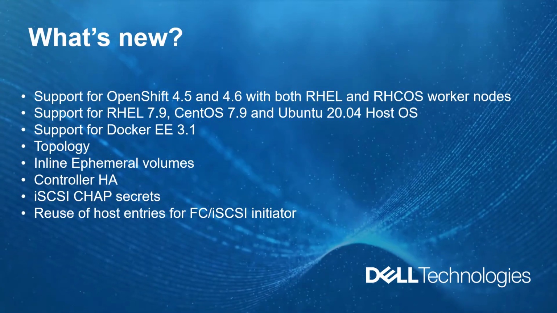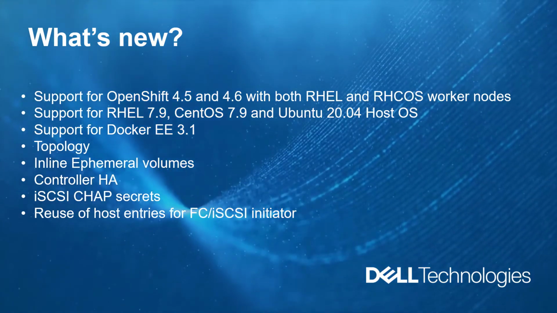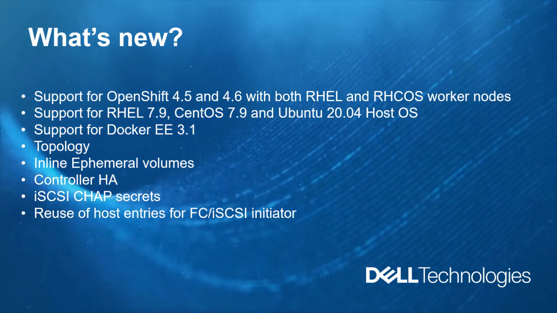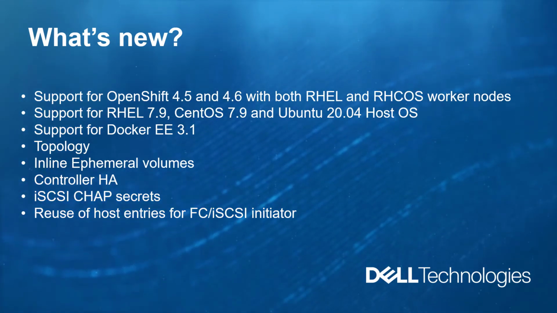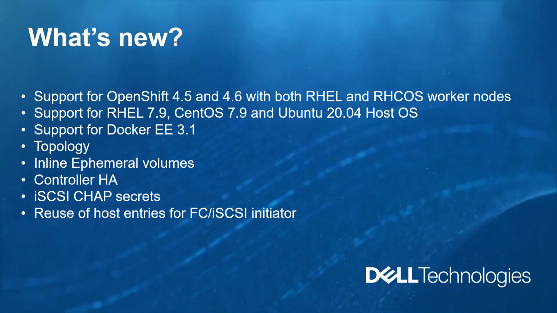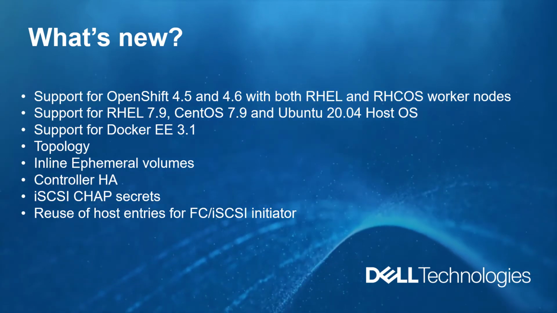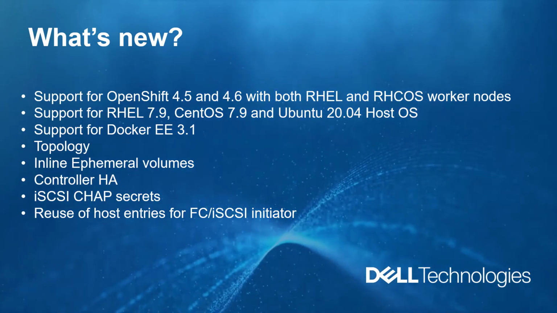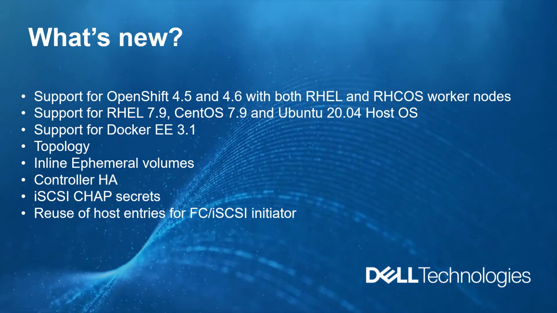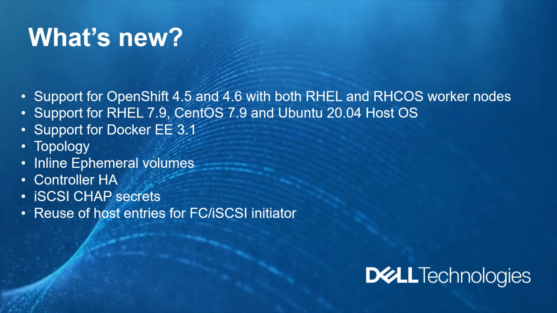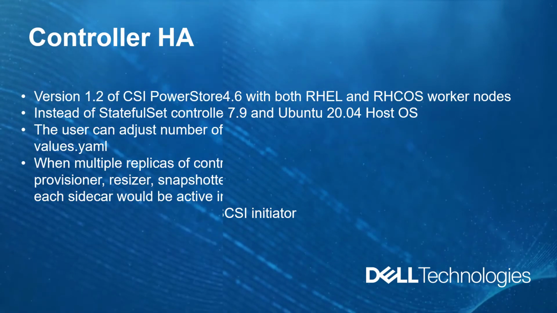The highlights of this release include support for OpenShift 4.5 and 4.6 with both RHEL and Red Hat CoreOS worker nodes, support for RHEL 7.9 and CentOS 7.1, as well as Ubuntu 20.04 HostOS, support for Docker Enterprise Edition 3.1, topology, inline ephemeral volumes, controller HA, iSCSI CHAP secrets, and reuse of host entries for both FC and iSCSI initiators. With that, let's start.